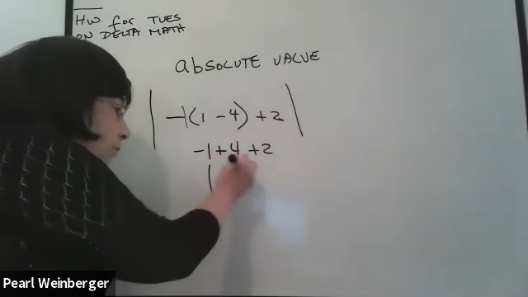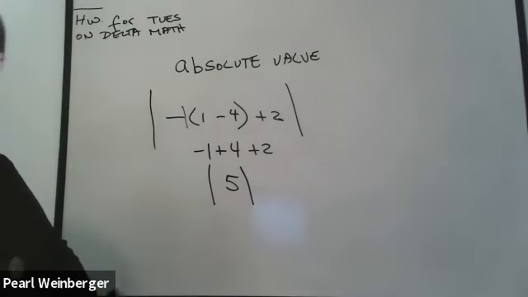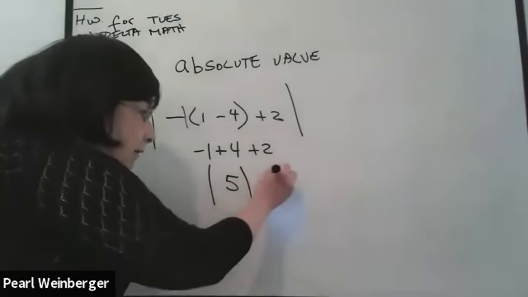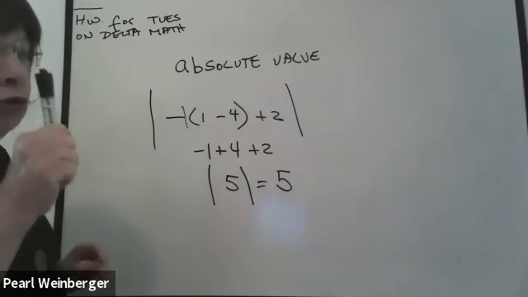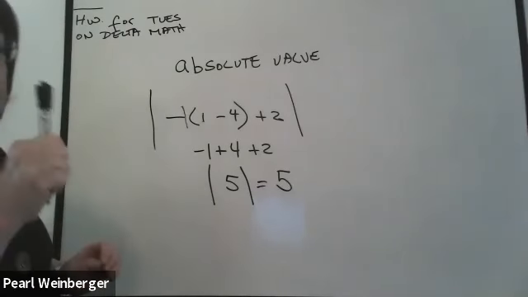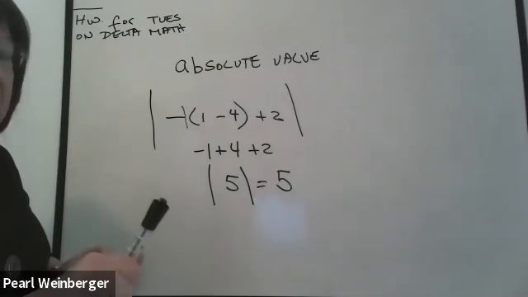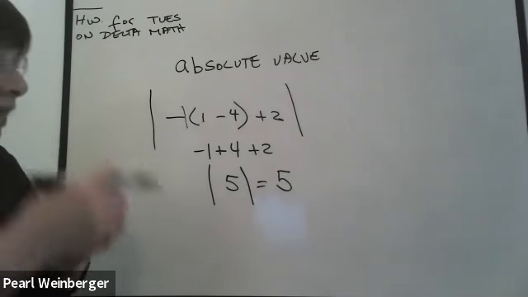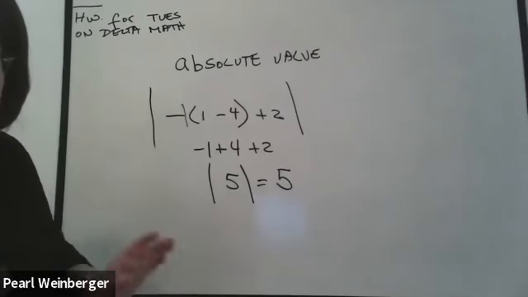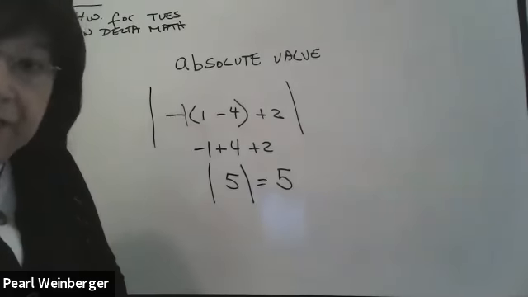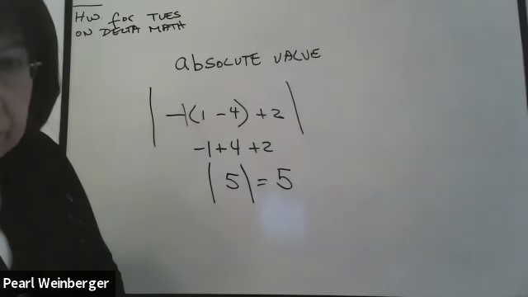And now I put it into the absolute value of 5. So that just gives me plain 5. Remember, you don't change the sign, you drop the sign. So if it's a positive number, it stays positive. But if it's negative, then you change it to a positive. You drop the sign. Is that clear for those of you who want me to do it again?